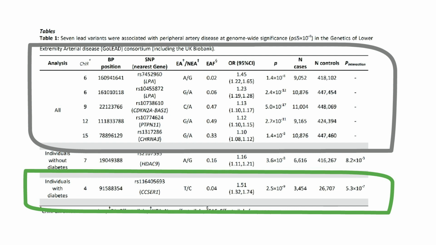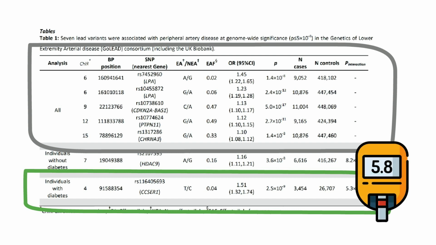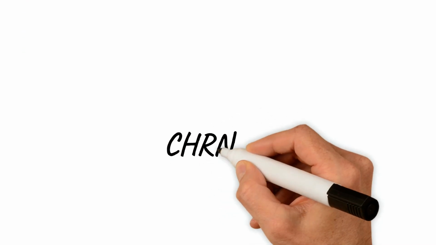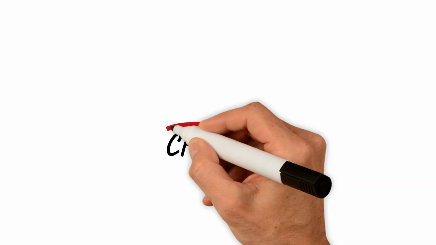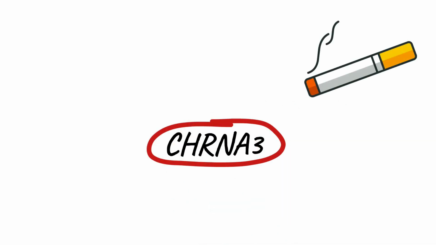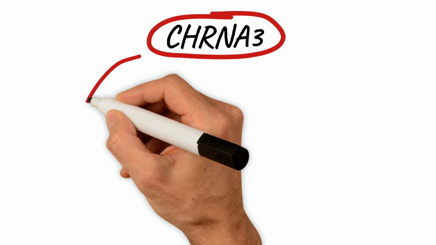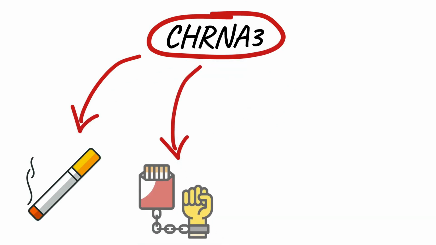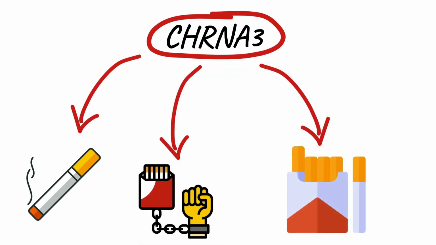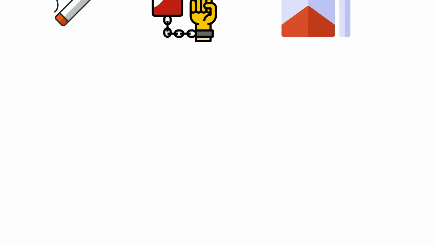This locus showed strong evidence of interaction with diabetes status, and it is likely to represent a diabetes-specific effect on PAD. On the other hand, the CHRNA3 locus showed interaction with smoking status, as it was associated only in smokers. Moreover, this locus is already a known risk factor for smoking, nicotine dependence, and greater smoker quantity.